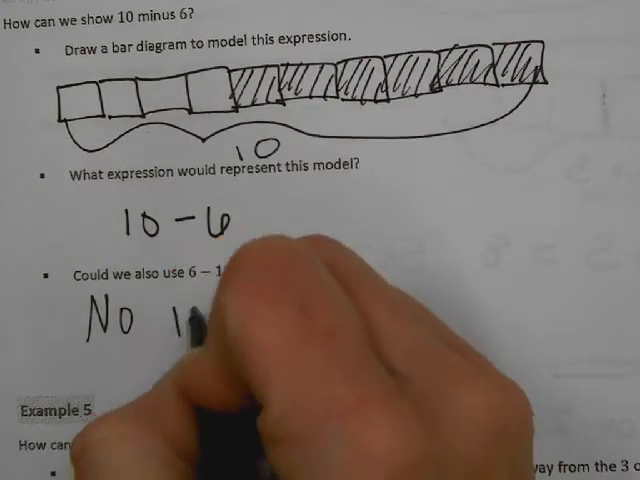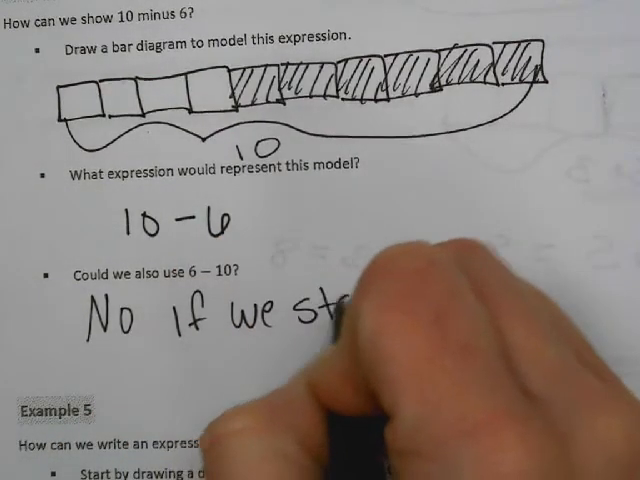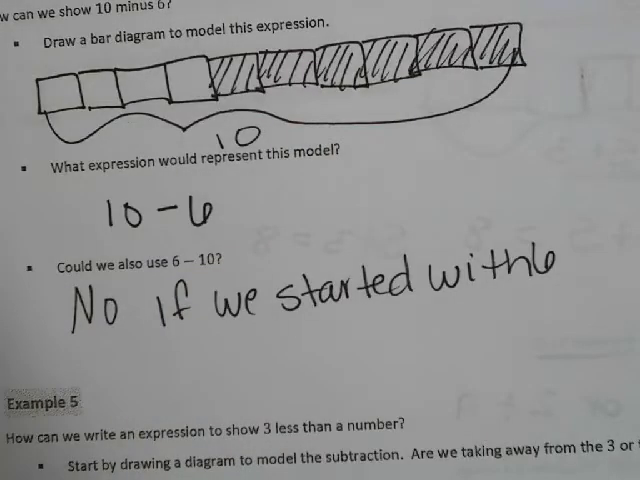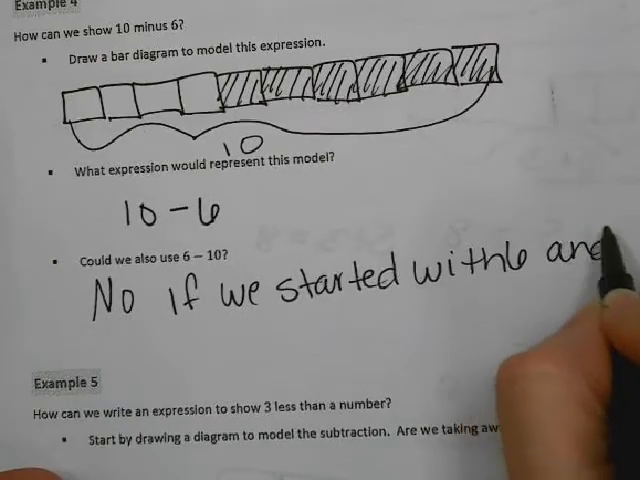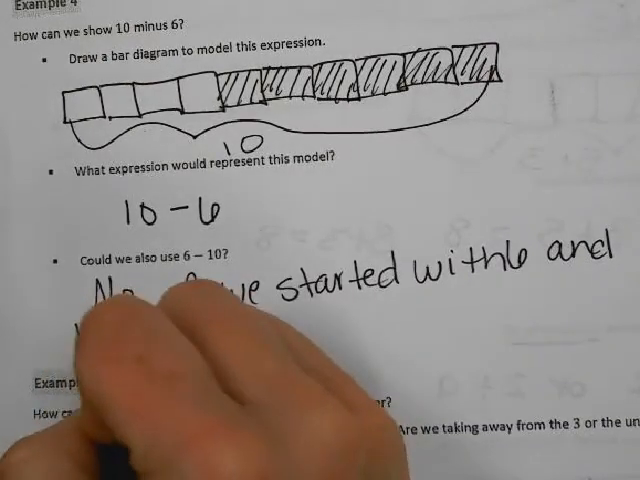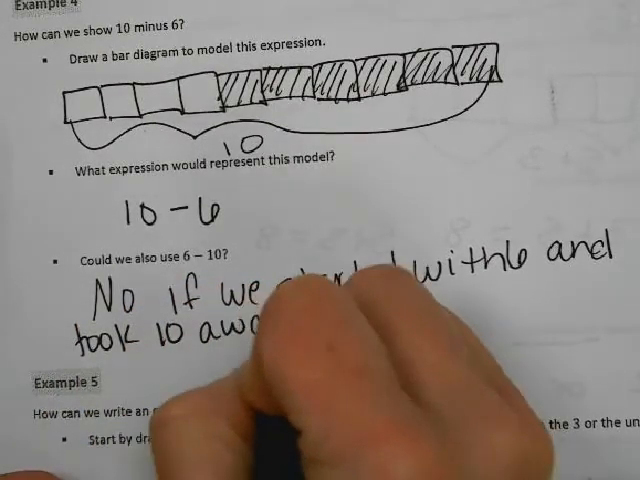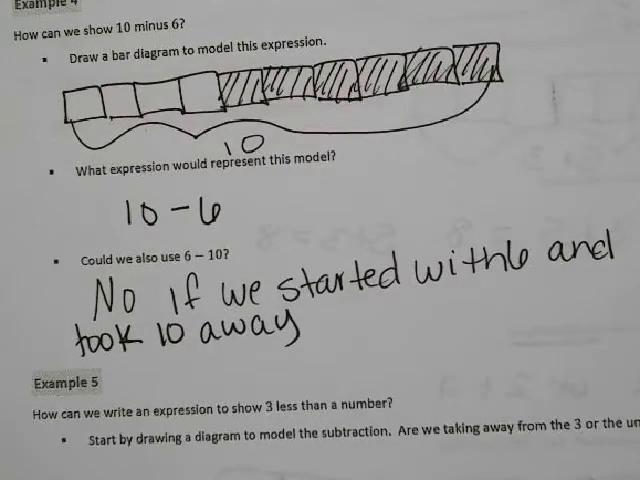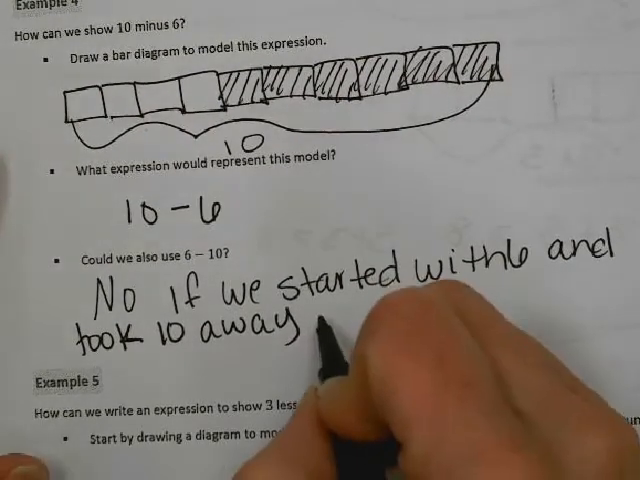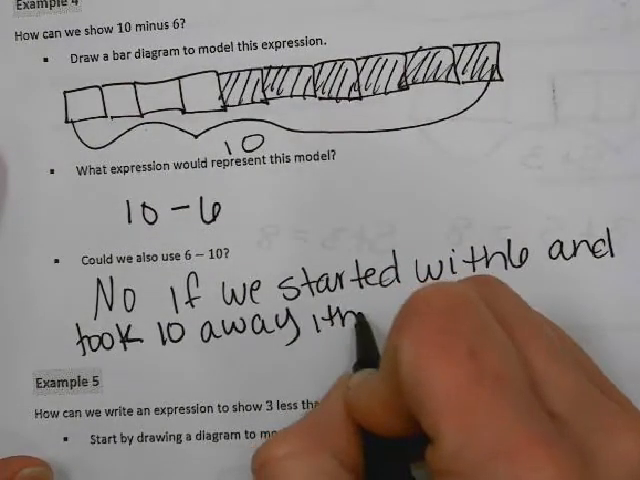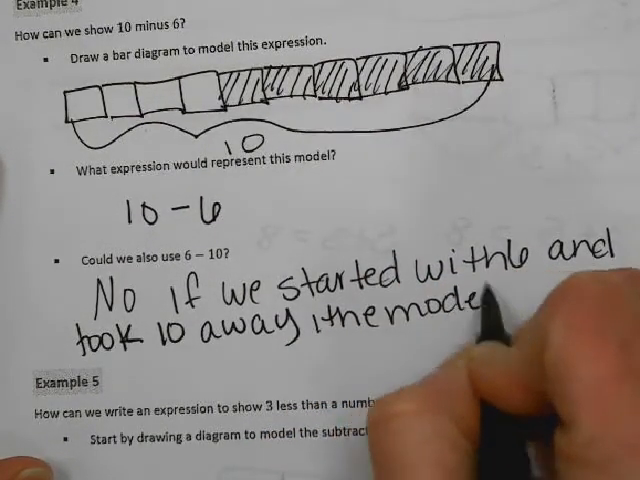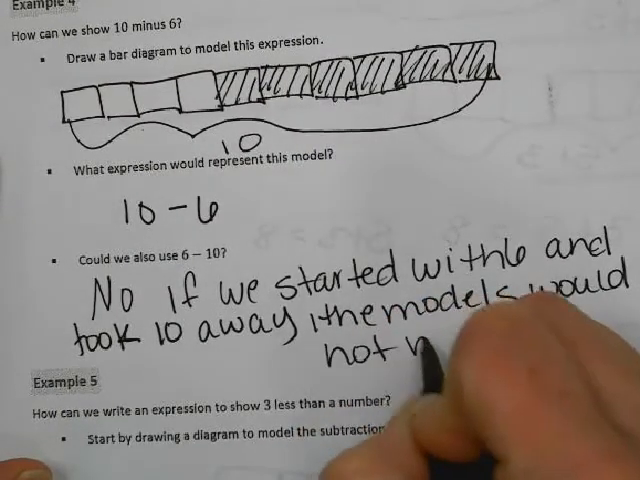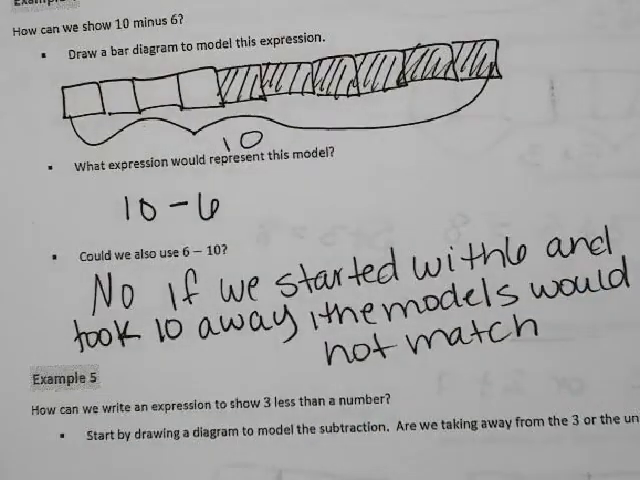So if we started with 6 and took 10 away, we can do that because we've learned about negative numbers, but we would not come up with the same answer as if we have 10 and took 6 away. So no, if we started with 6 and took 10 away, the models would not match. We would not have the same answer. So there is no commutative property of subtraction.